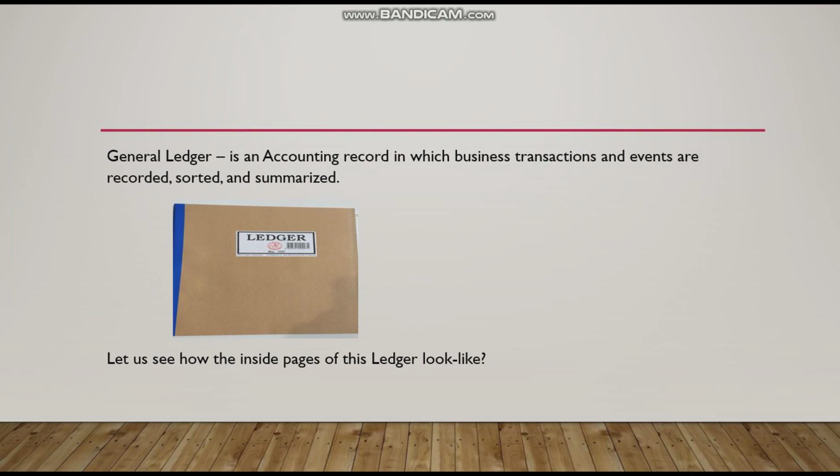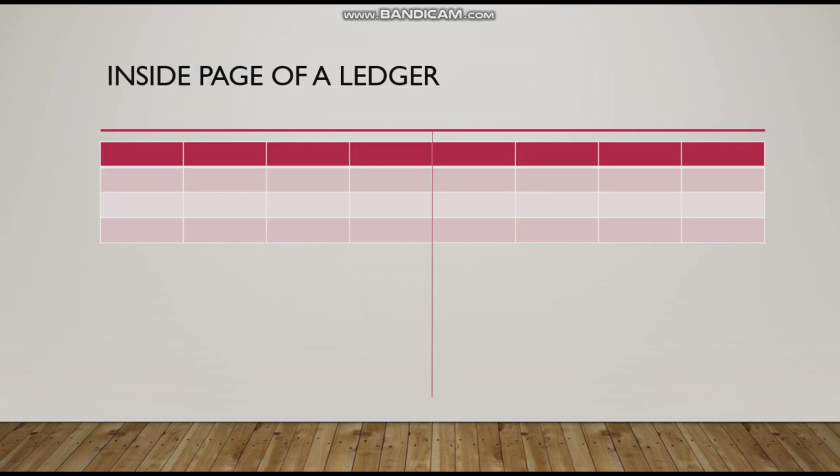So therefore, a general ledger is an accounting record in which business transactions and events are recorded, sorted, and summarized. Let us see how the inside pages of this ledger look. So this is the inside page of a ledger. If you notice, the ledger looks like a letter T. That is why sometimes it is called a T account when you are talking about an individual account in the ledger and you want a graphic representation of it.